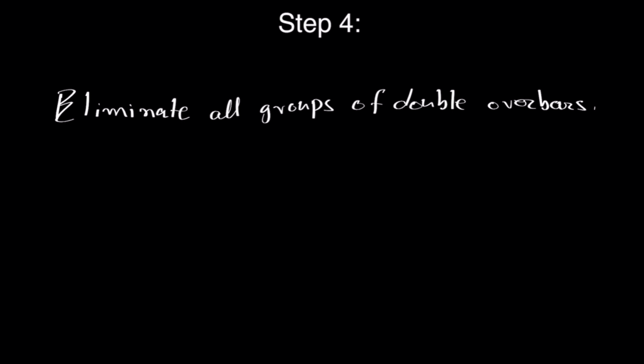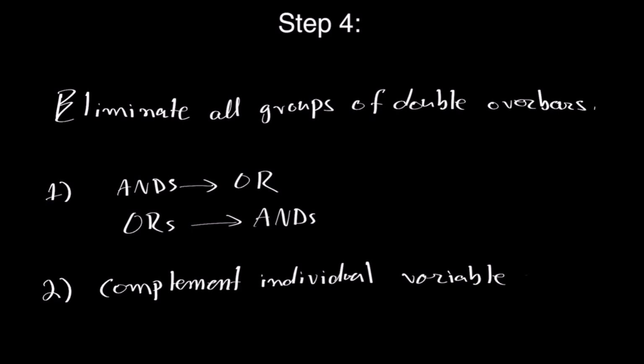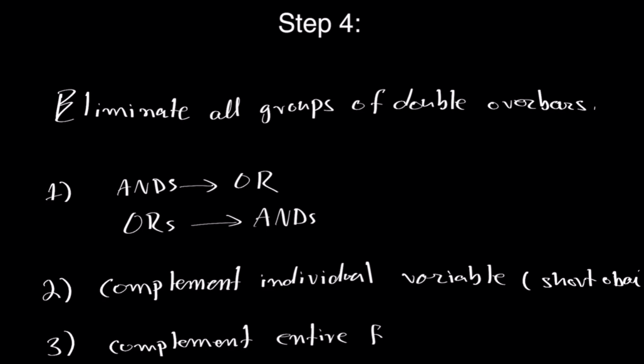Okay, so let's repeat these 4 steps. Step 1 was all ANDs will be converted to ORs, and all ORs will be converted to ANDs. Step 2 was complementing each individual variable with a short overbar. Step 3 was complement the whole function, or complement the entire function, with a long overbar.